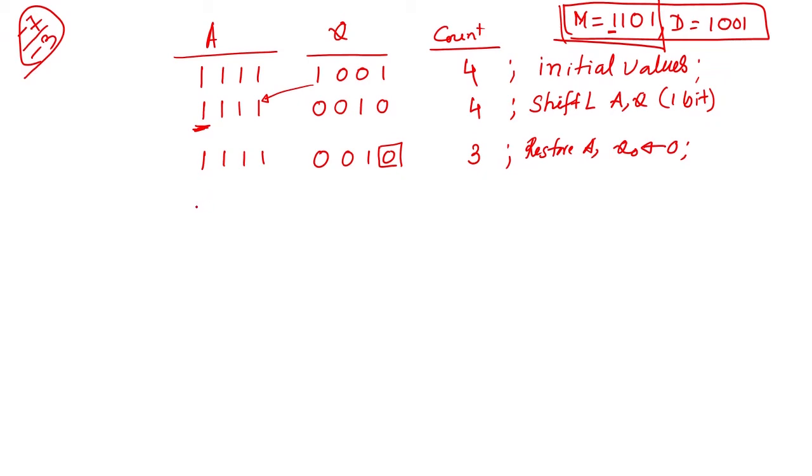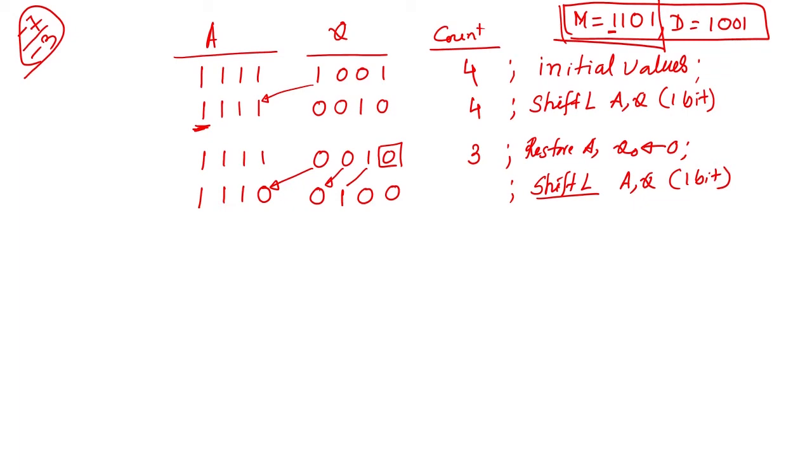So, again we shift left 1 1 1 0, this 0 will come here, 0 1 0 0. What do we do? What we did is shift left AQ 1 bit. Then what next? If both signs are the same, this sign and this sign are the same, then we have to perform subtraction. Subtraction is the same as addition if you take the 2's complement.